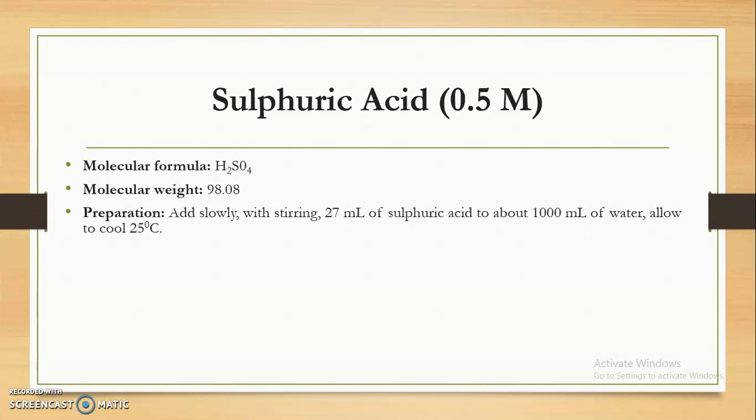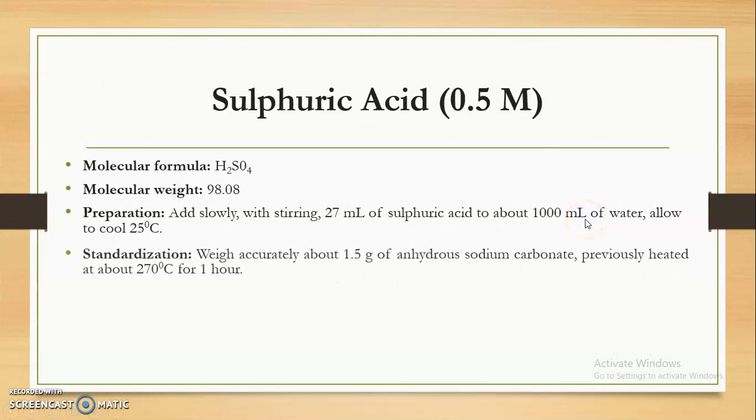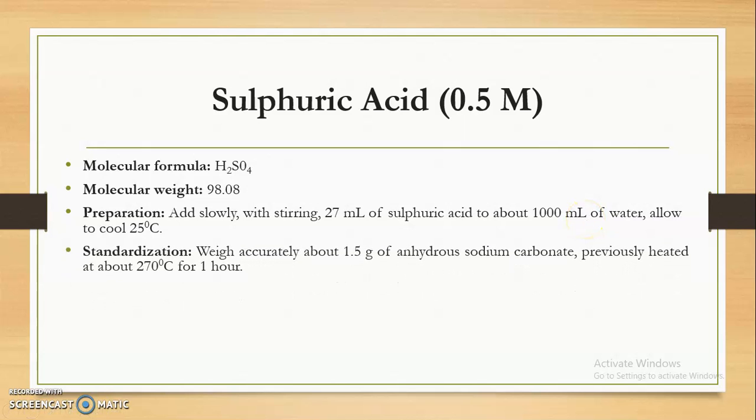So for the preparation, we have to carry out the addition of 27 ml of sulfuric acid to 1000 ml of water and allow it to cool to 25 degrees Celsius. Here, similar to HCl, as sulfuric acid is available in the liquid form, we have to take 27 ml instead of 49.8 gram of sulfuric acid in 1000 ml. Now how to carry out the standardization of it?